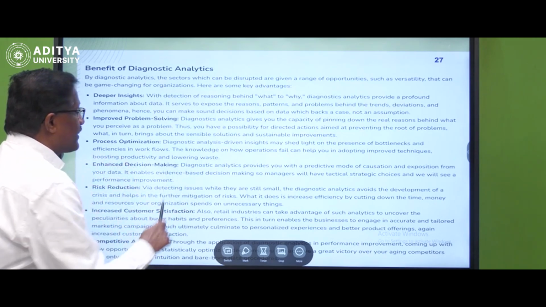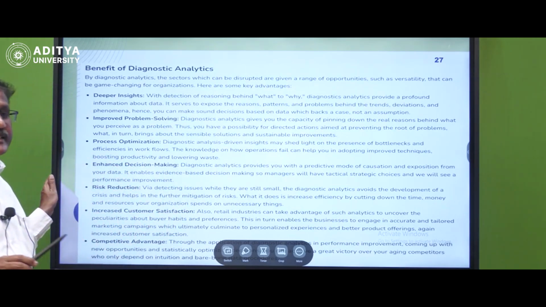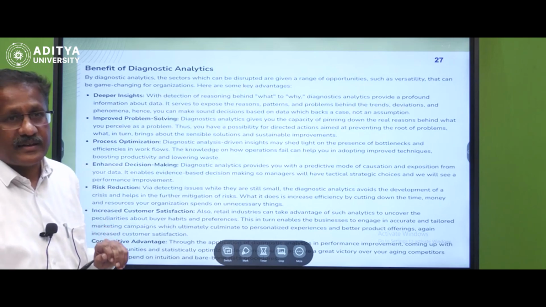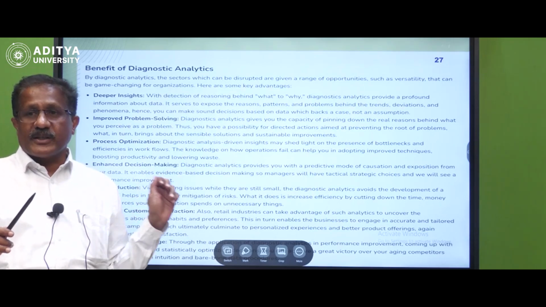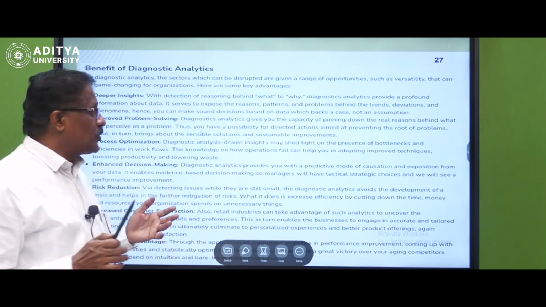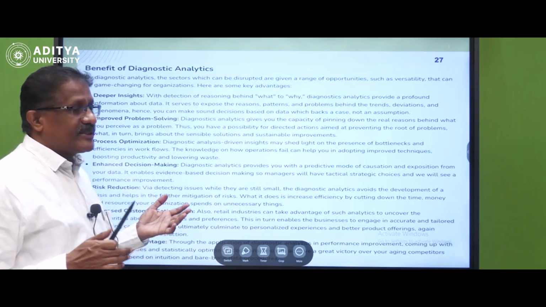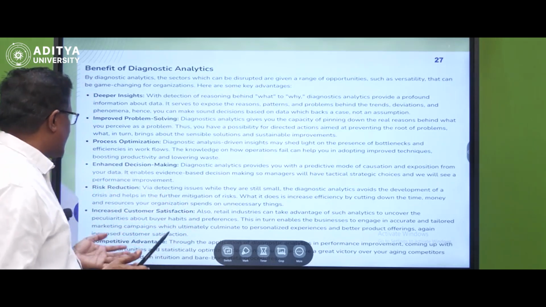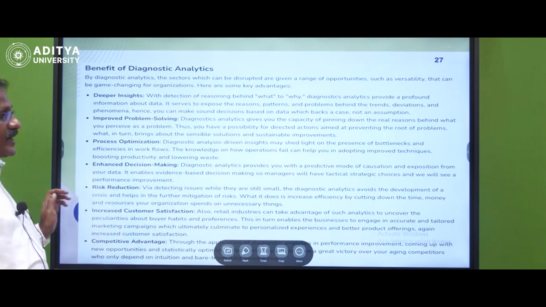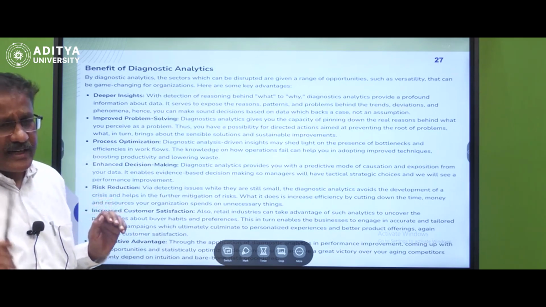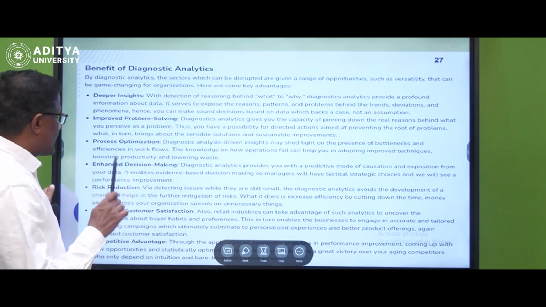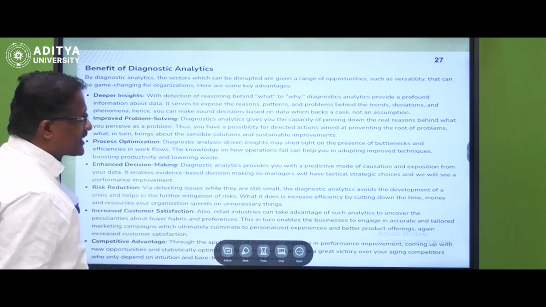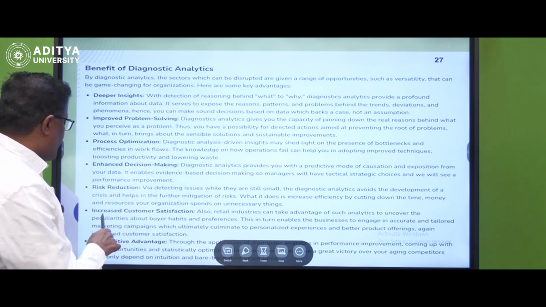Enhanced decision making. That means if any decision has to be made, then automatically this method helps you to take a proper decision, which helps your business to grow further. And risk reduction. It also helps very highly to avoid particular risks. That means the reduction of risk is very high.